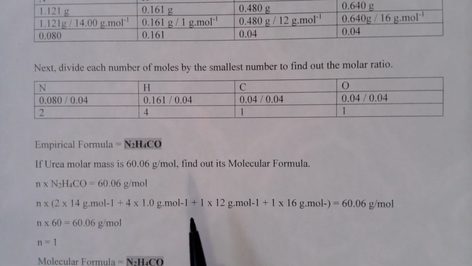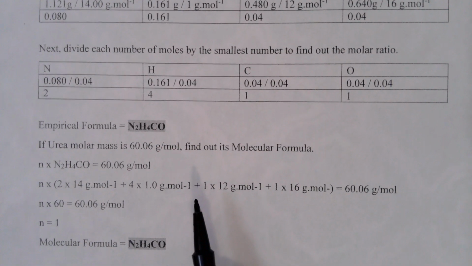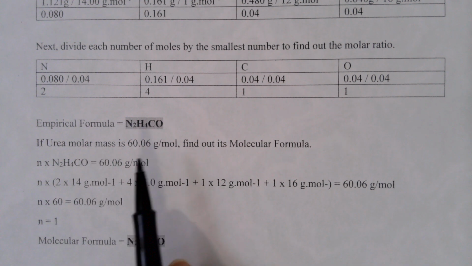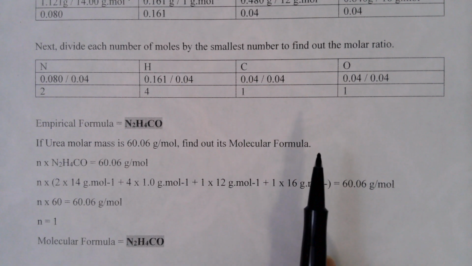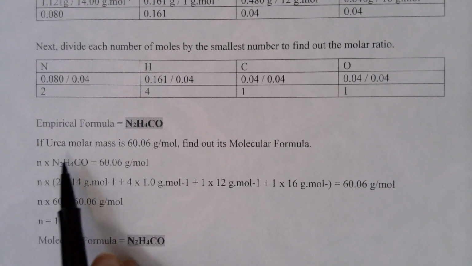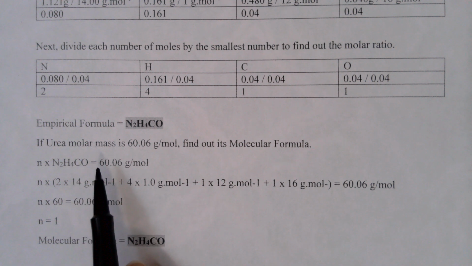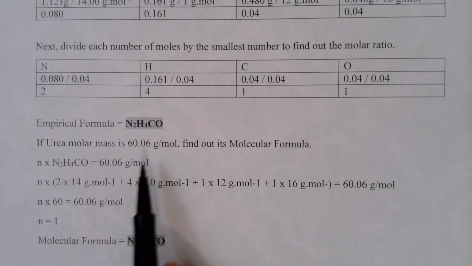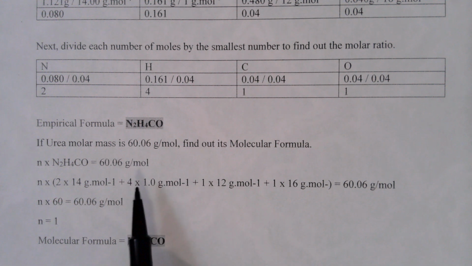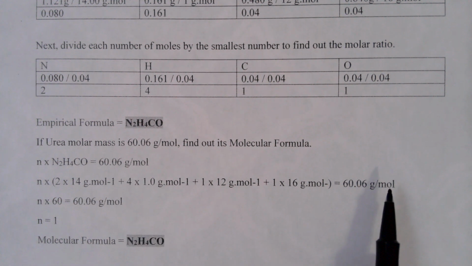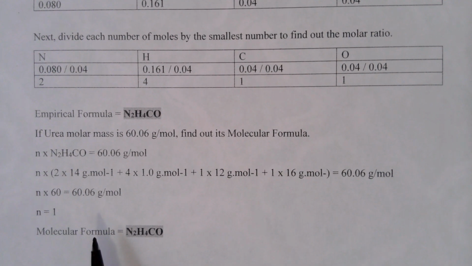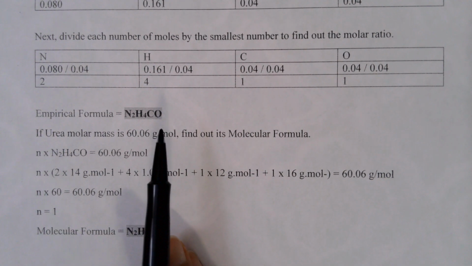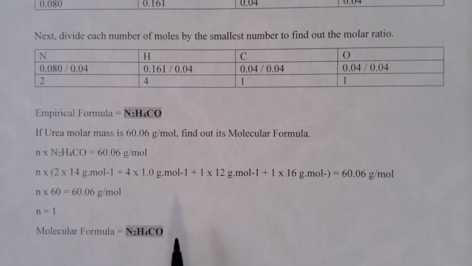What is the molecular formula? The same as in the first question, the molecular weight is given as 60.06 grams per mole. So n times our empirical formula mass is equal to 60.06. The empirical formula mass, calculated this way, is equal to 60.06, so n is equal to 1. If n is equal to 1, the molecular formula is the same as the empirical formula. N2H4CO is the actual molecular formula of urea.